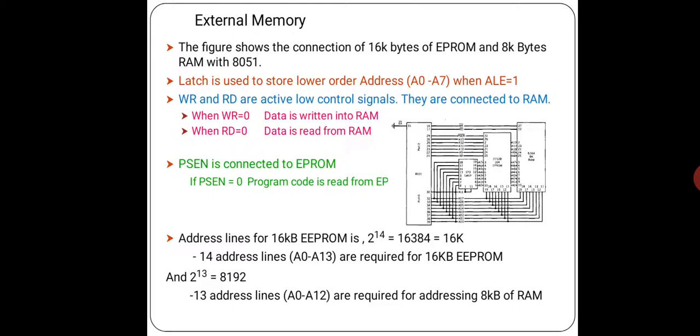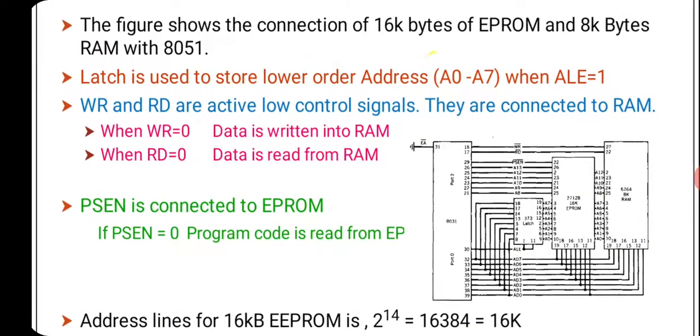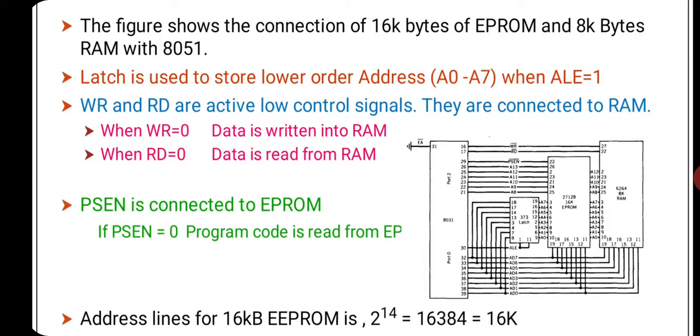Like latch is used. So I am explaining based on this diagram. The figure shows the connection for 16K bytes of ROM and 8K bytes of RAM. Next, a latch is used to store the lower order address, that is from A0 to A7, and it happens when ALE is equal to 1. You remember this particular pin of 8051? When this ALE is equal to 1, it means you are making use of that port as the address bus.